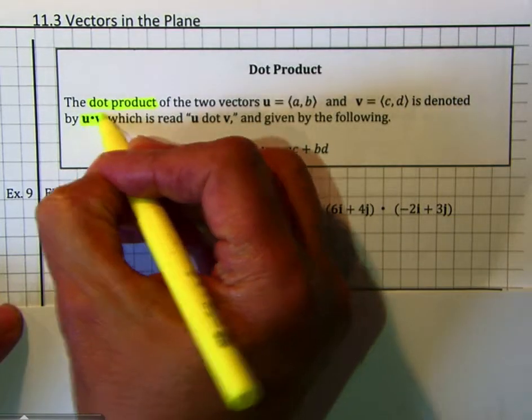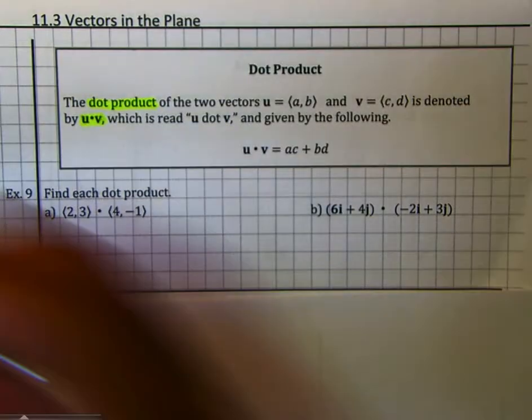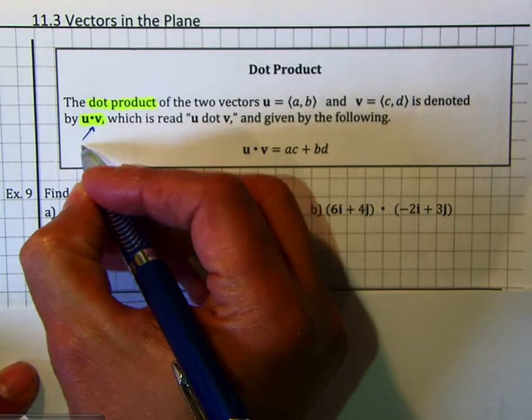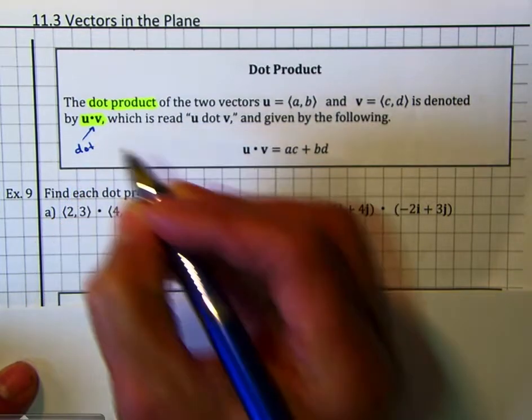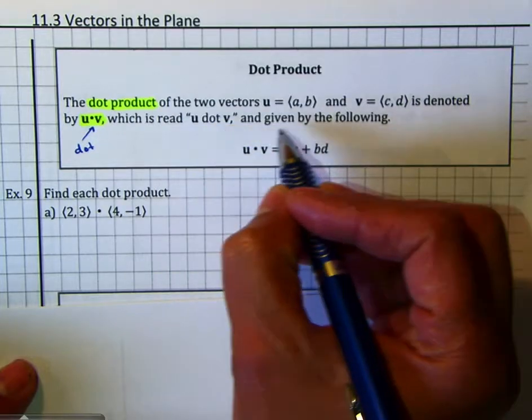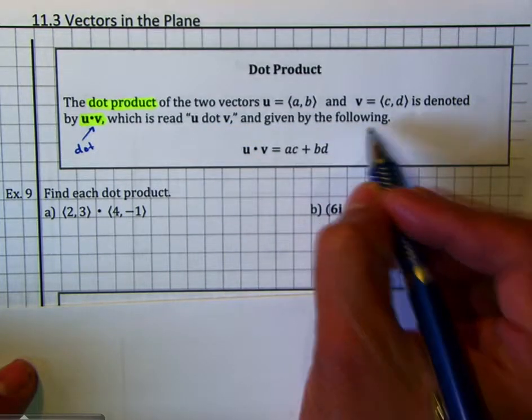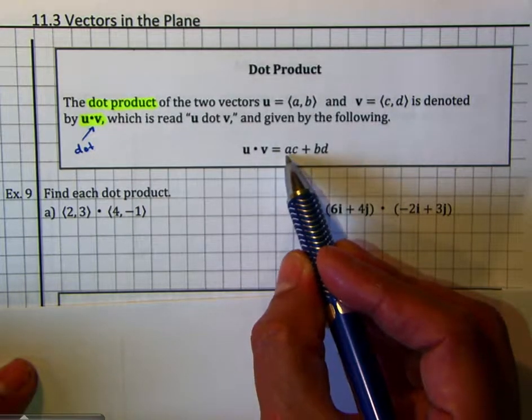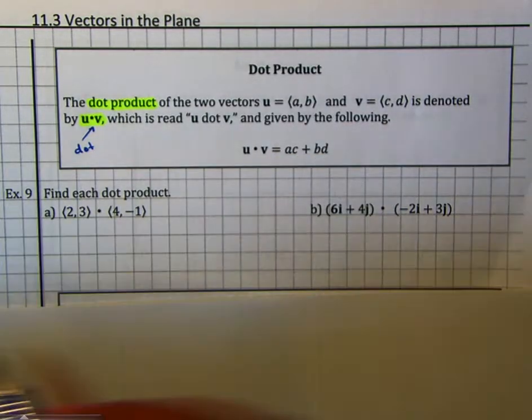Now, be careful. In this case, that is not a multiplication. That is a dot. And it's read u dot v. And it's given by the following equation. So the dot product is going to be ac plus bd. So it's a very easy process.